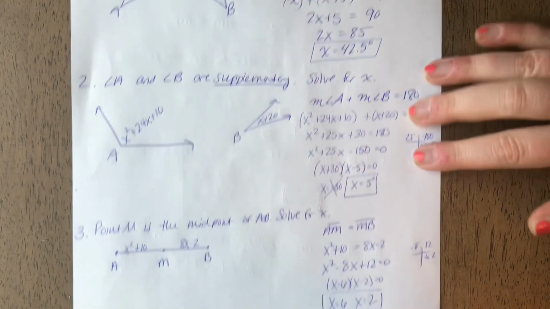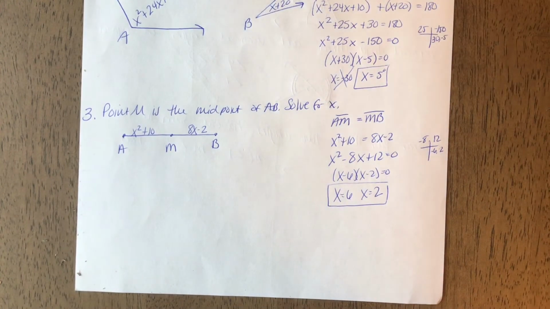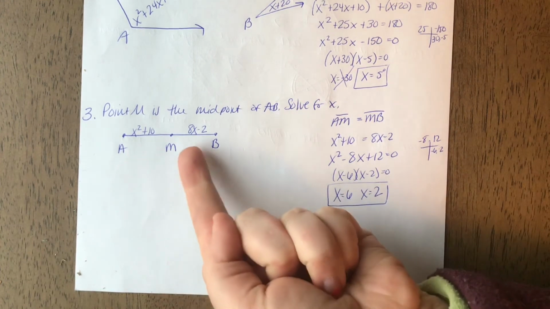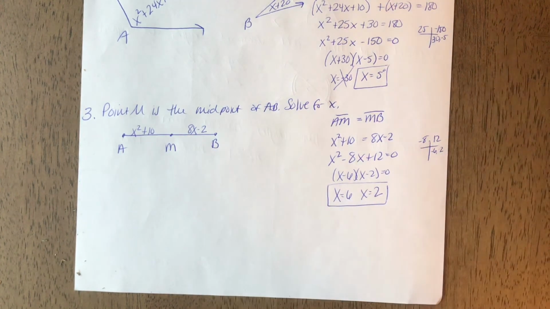Our third example is with a line segment. So we know that M is the midpoint of AB, so we have to solve for x. And what it means to be a midpoint is that it cuts the segment into two congruent parts. So x squared plus 10 is equal to 8x minus 2. Again, we're dealing with a quadratic, so I set the equation equal to 0. I then factored, and I got 2 solutions this time of 6 and 2. This time when I plug them in, they both work, so this time you have 2 solutions.